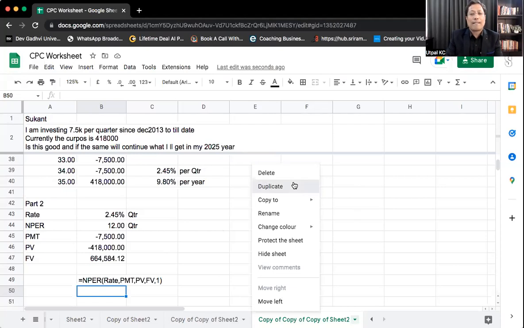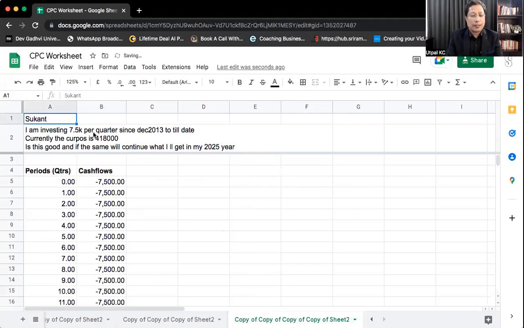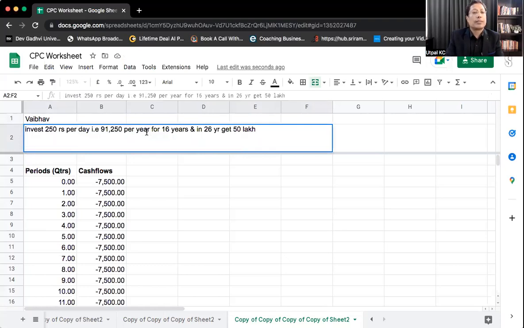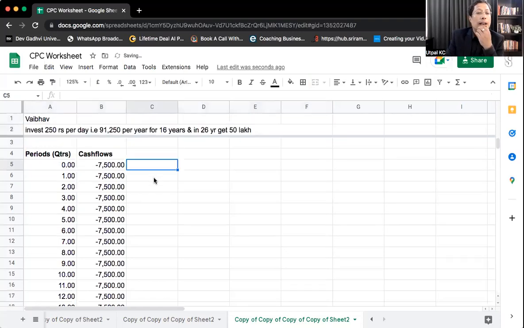Okay, I'm taking this challenge. I don't know whether the computer will be able to do it or not, because every day. Invest rupees 250 every day, that is 91,250 per year for 16 years, and in 26 years, get 50 lakhs.